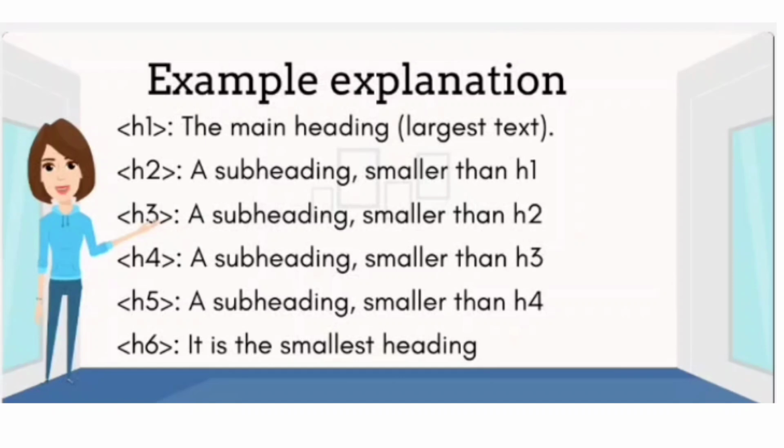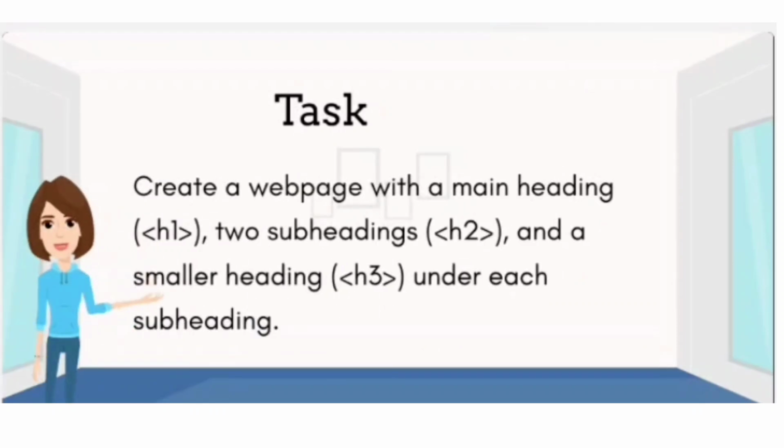H1 is the main heading. It is larger than all the headings. H2 is a subheading. It is smaller than H1. H3 is also a subheading, it is smaller than H2. H4 is a subheading, it is smaller than H3. H5 is a subheading, it is smaller than H4. H6 is the smallest heading compared to all. Let's create a task based on the following information. Create a web page with a main heading H1, two subheadings H2, and a smaller heading H3 under each subheading.